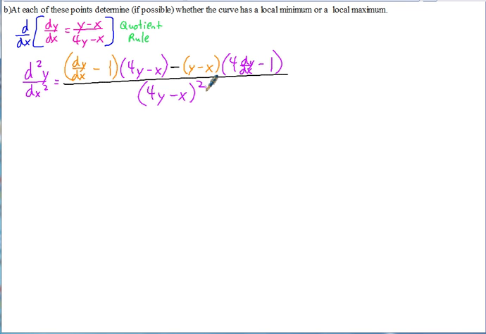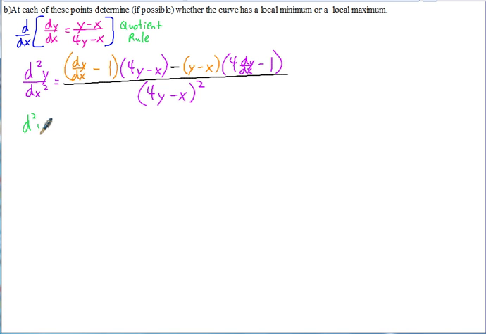And then we just need to find... normally what you'd have to do here is substitute in the dy/dx for both places to get it just in terms of x and y. But here, all we're concerned with is, for our points (2, 2) and (-2, -2), whether the second derivative is positive or negative. So there are some little shortcuts we can use when we do that.